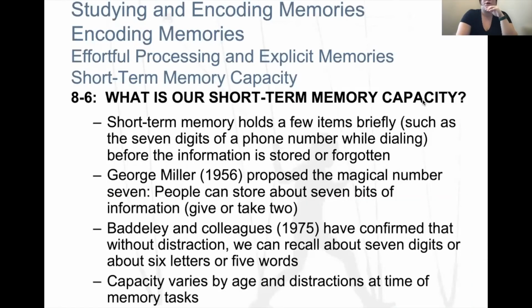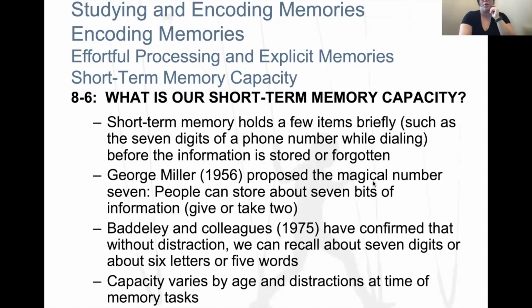So what is short-term memory capacity? Short-term memory only holds a few items briefly, such as the 7 digits of a phone number while dialing, before the information is either stored or it's forgotten. Remember, you have those short-term or working memories, and if you don't rehearse them, they're dropped. And if you do rehearse them, they are encoded into long-term memory. That working memory, that short-term memory, can only hold a few things.